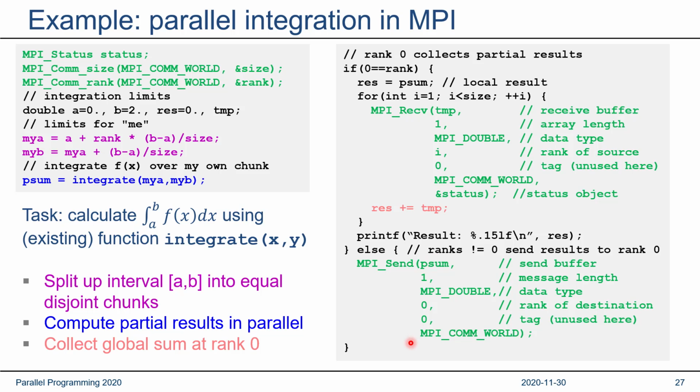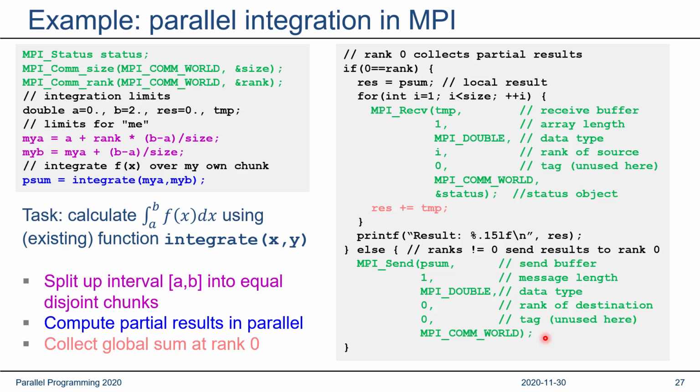not have rank 0, so all the slaves. They send their local result psum to the master, to rank 0. So the send buffer is psum, message length is 1, data type is double. The rank of the destination now is 0 for everyone. The tag is again 0 because it's unused, and the communicator is MPI_COMM_WORLD.